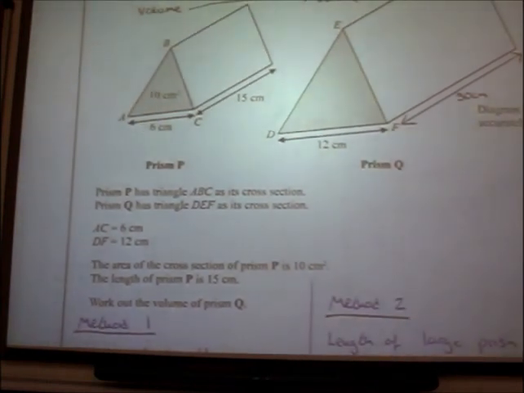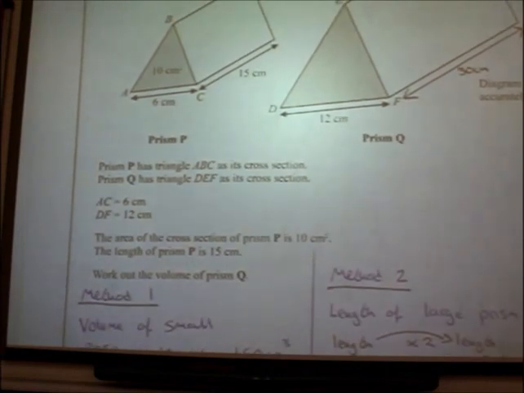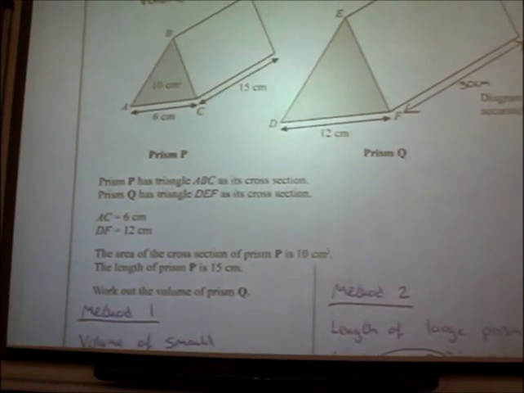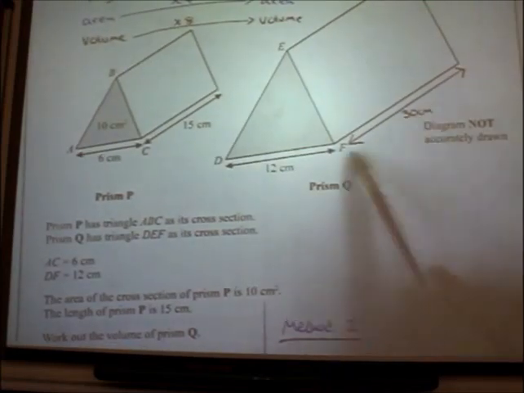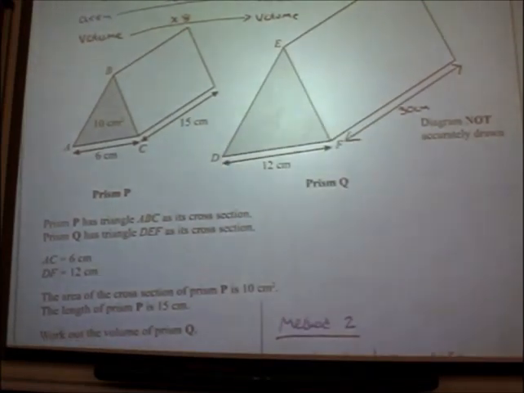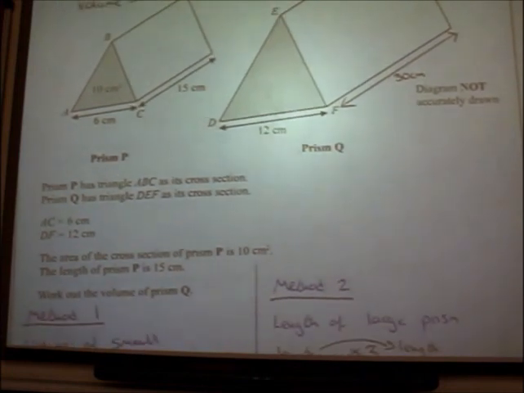Anyway, there are two ways of doing this, and I've shown you both of them here. Oh, by the way, we need to work out the volume of prism Q. I think that's probably worth mentioning. I've drawn that 30 on because I can spot that straight away. Method 1, work out the volume of the small prism.